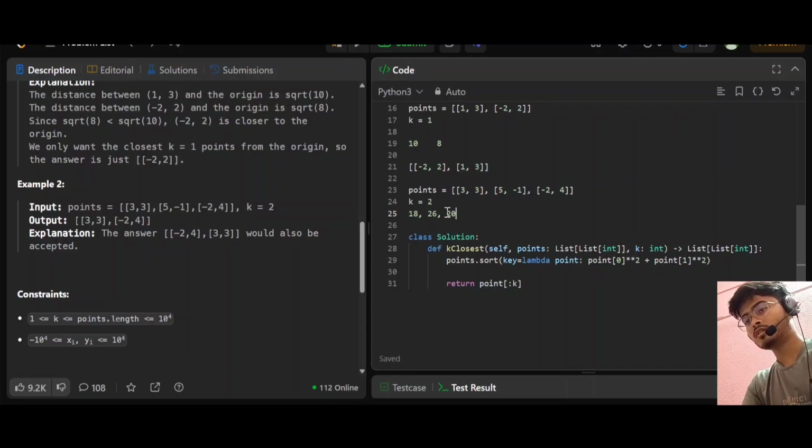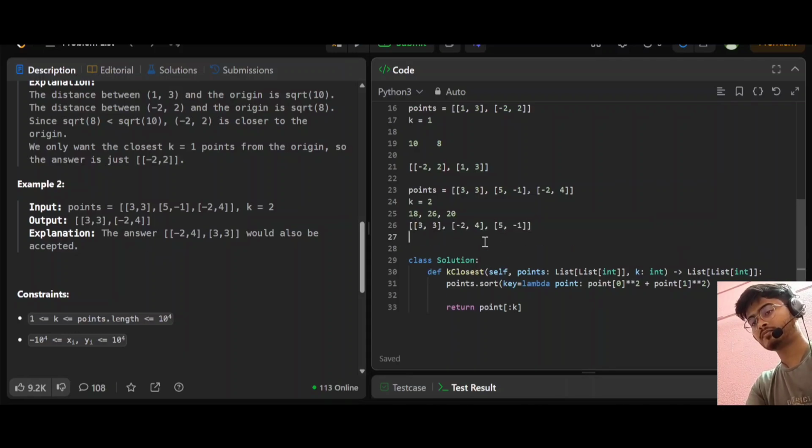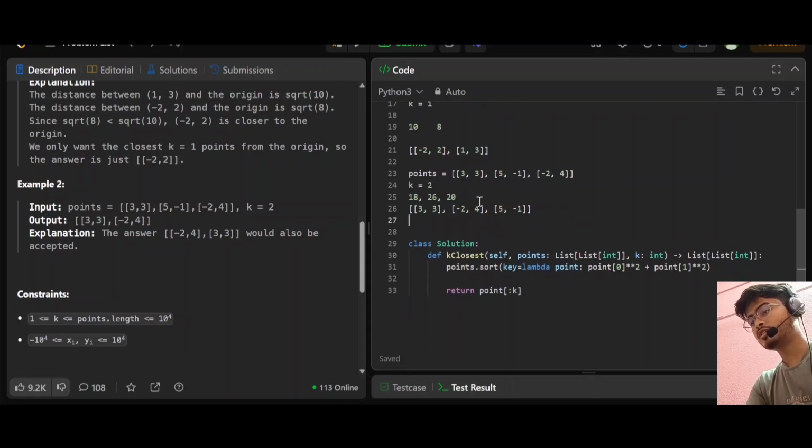First comes 3, 3, whose square distance is 18. Then comes minus 2, 4, whose square distance is 20. And finally comes 5, minus 1, whose square distance is 26. The sorted list becomes this. Therefore, as k is equal to 2, we will return 2 points, 3, 3 and minus 2, 4.